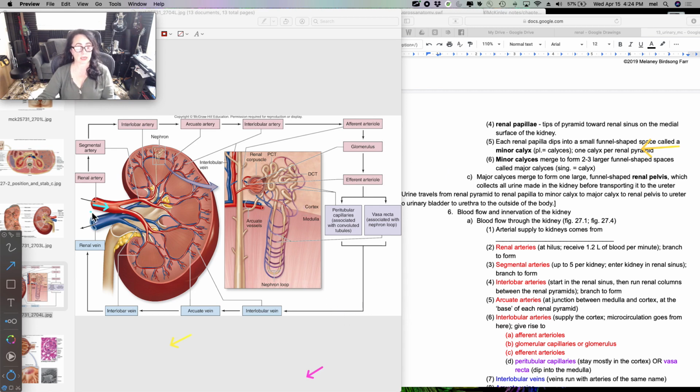We'll come back and get that. So let's just do the gross blood flow, all the stuff that you can see on this figure, and then we'll come back and get this. All right, so we go from the renal artery in, right?